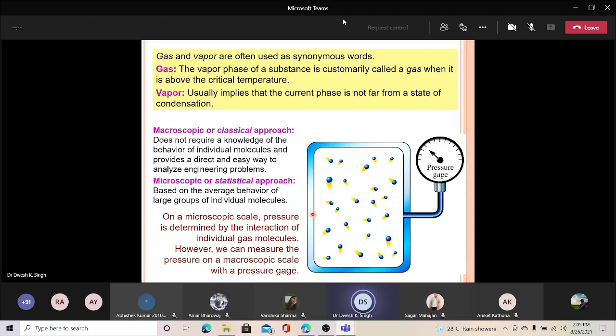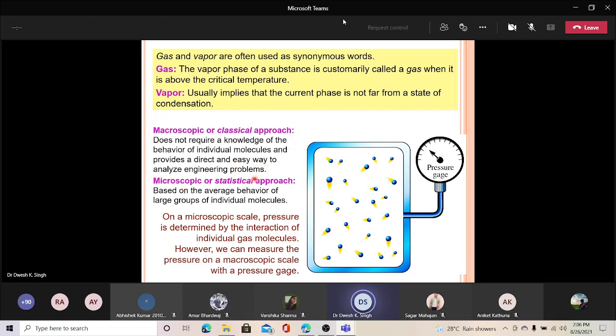So these are some of the macro or classical approach and the micro or statistical approach. We have two approaches of study generally followed. What are those two approaches? That is the macroscopic approach, also called the classical approach, and then there is the microscopic approach, also called the statistical approach. You can see here, this is macroscopic and this is microscopic.